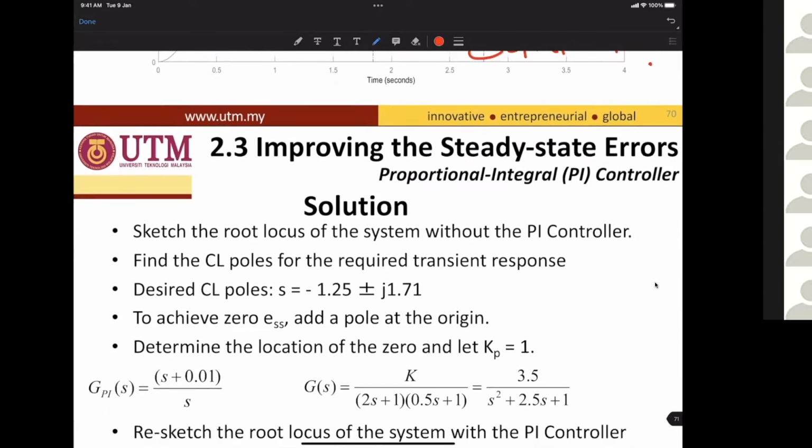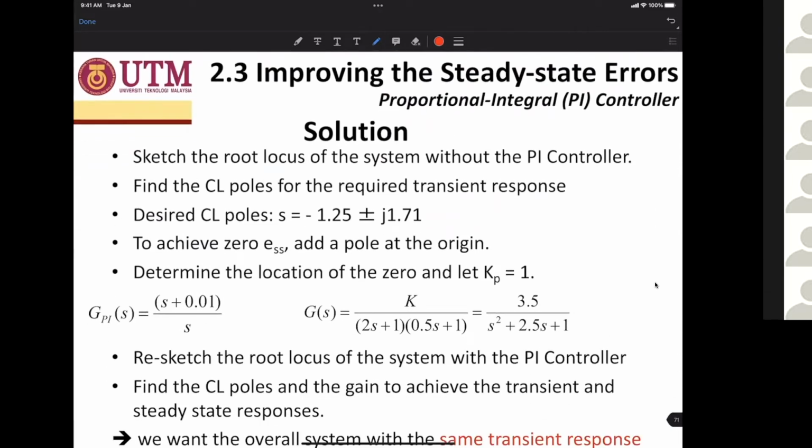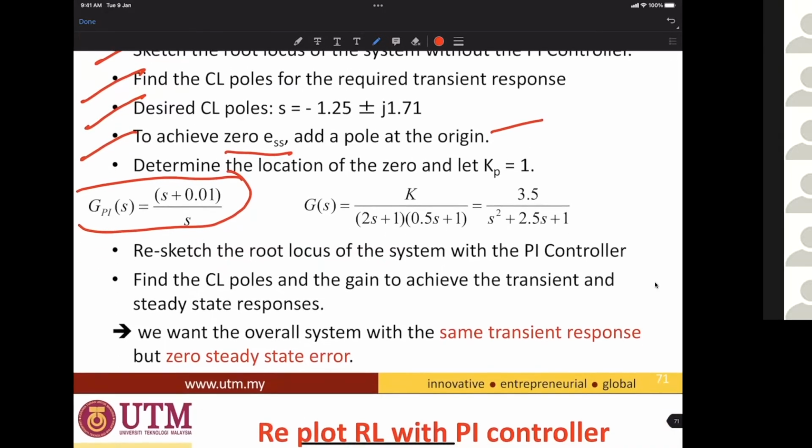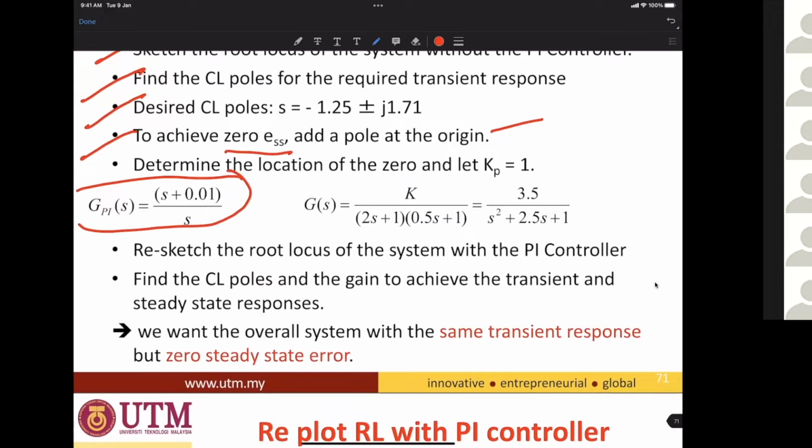Okay, using PI controller. Okay, so ni dah buat, ni dah buat, ni dah buat. So kita to achieve 0, kita add pole. Apa nilai nak letak? Ni nilainya. 0.01. Boleh. 0.1 over S boleh. 0.5 over S boleh. S plus 100 over S tak boleh. S plus 10 over S tak boleh. Mesti nombor yang kecil. Below 1. Okay. Dan biarkan KP sama dengan 1.